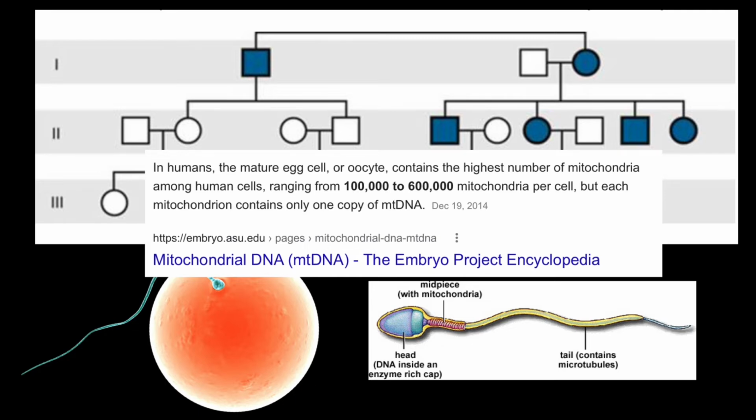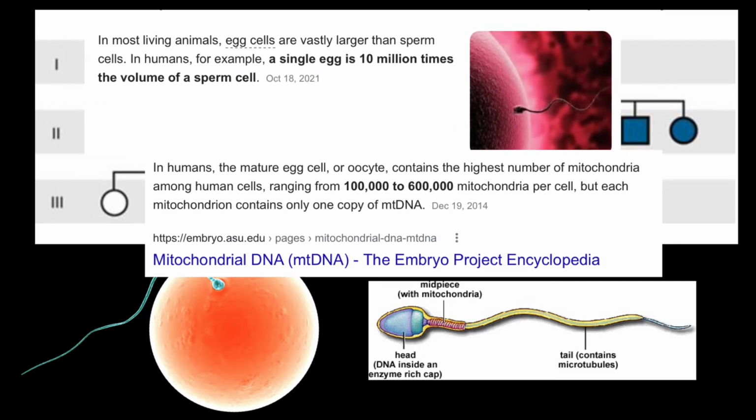The following information also might blow your mind, because from the textbooks you probably cannot correctly grasp the size of the egg cell and spermatozoon. Take a look. In most living animals, egg cells are vastly larger than sperm cells. In humans, for example, a single egg is 10 million times the volume of the sperm. One more time, a single egg cell is 10 million times the volume of the sperm cell. Probably most of you cannot even imagine such a difference, because most of the pictures in textbooks are drawn out of scale, just for the convenience of the textbook.